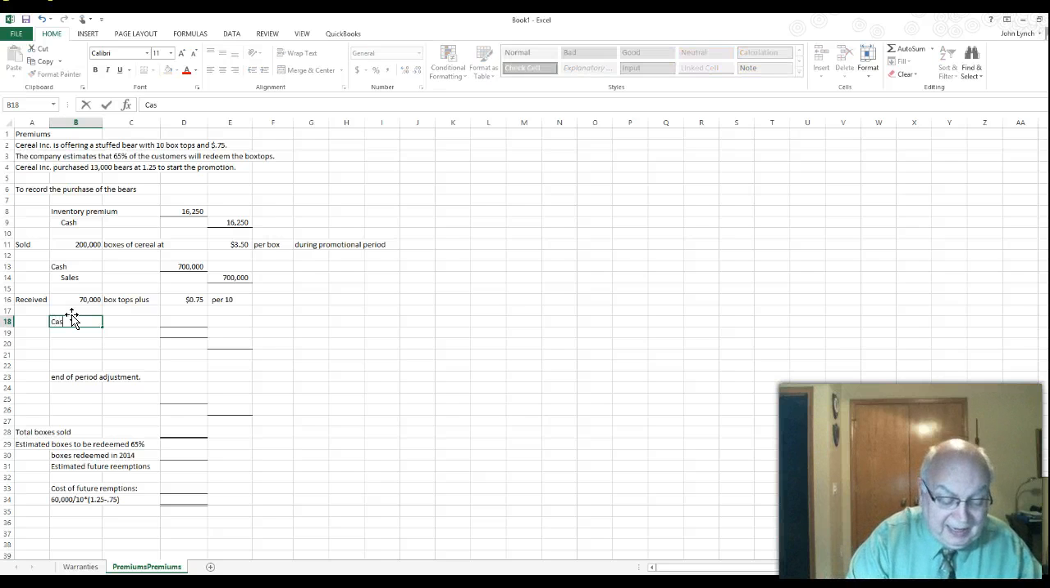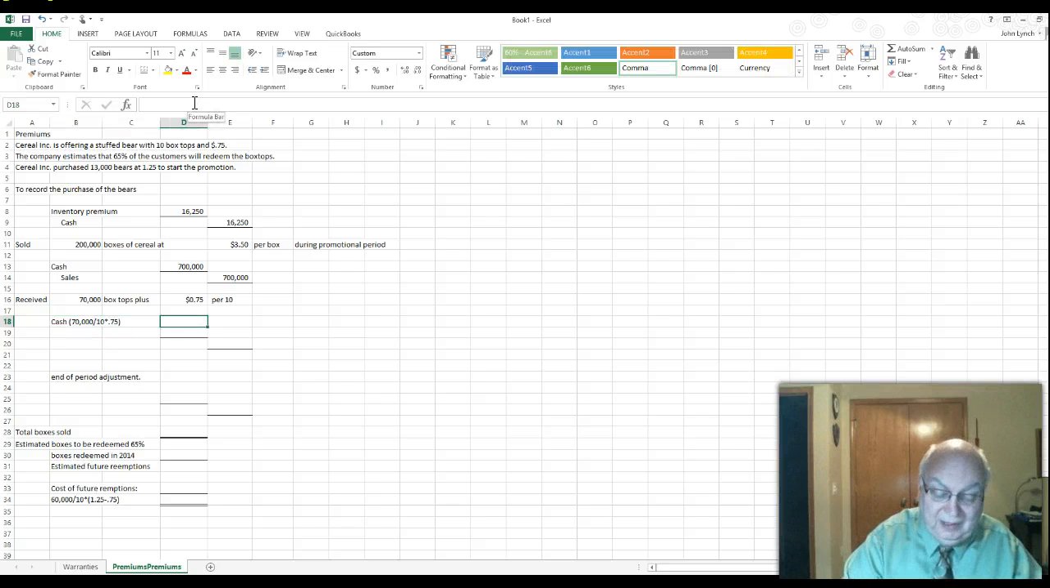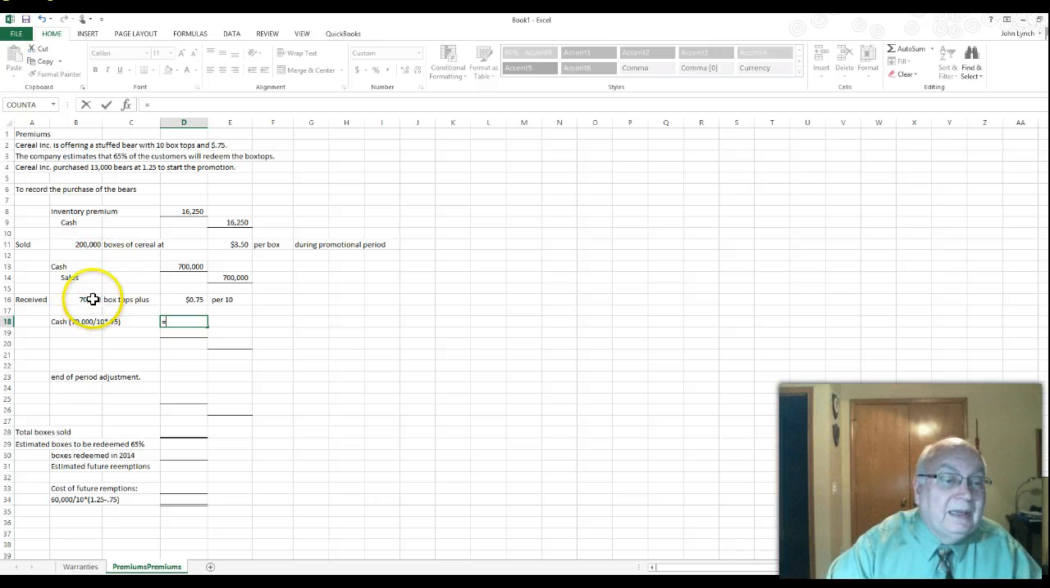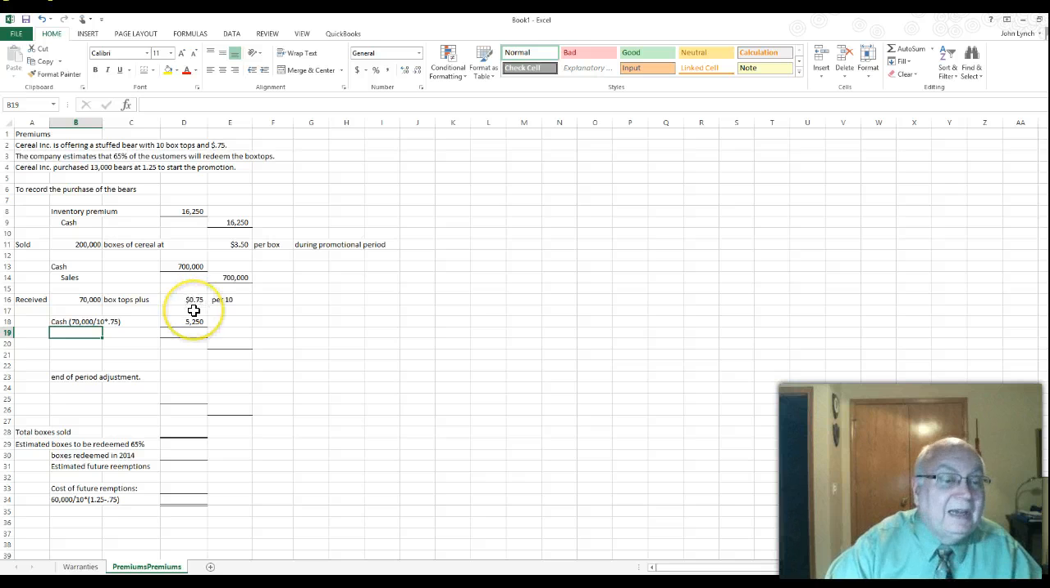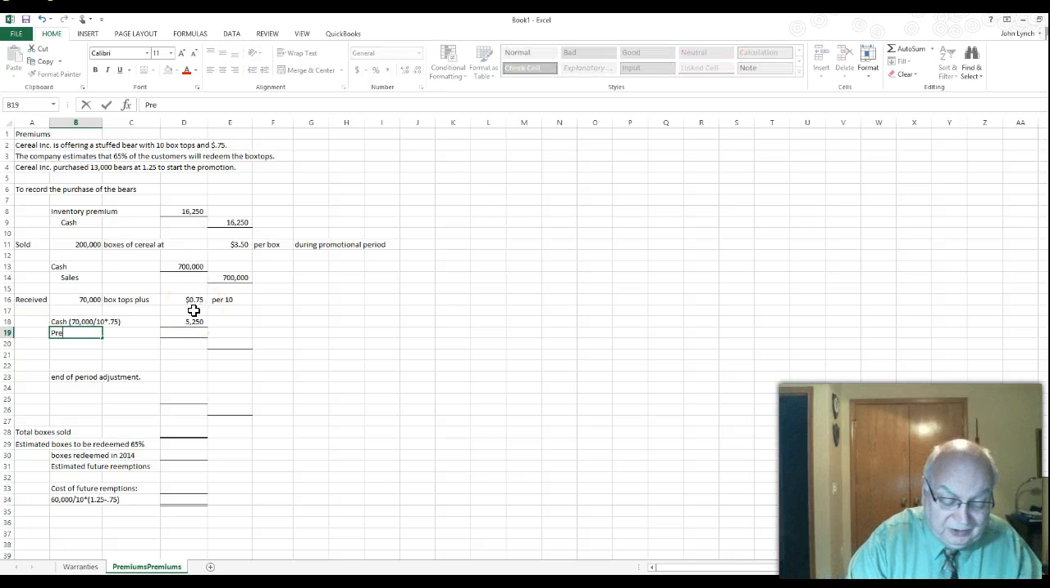So that would give us cash of what we have here. We'd have the 70,000 box tops that we received divided by 10 times 75 cents. That's what we would have here. It's the 70,000 divided by 10, because it takes 10 box tops, times the 75 cents. So we receive $5,250.